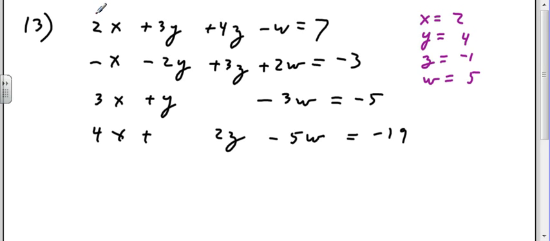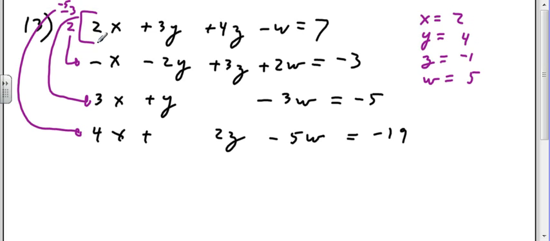Okay, so what I'm going to do is multiply this one by 2 and then add it to that one. And then I'm going to take this one and multiply it by minus 3 and add it to that one. And then I'm going to take this one and multiply it by minus 5 and add it to those. That'll get rid of the w in every case, and at the end of the process we will have 3 equations, 3 unknowns. All right, so that's the plan.